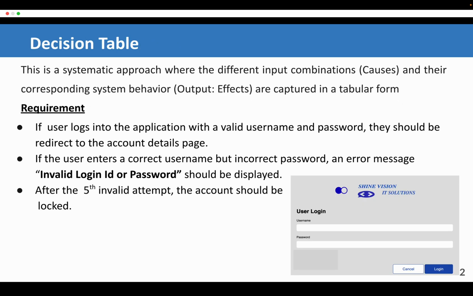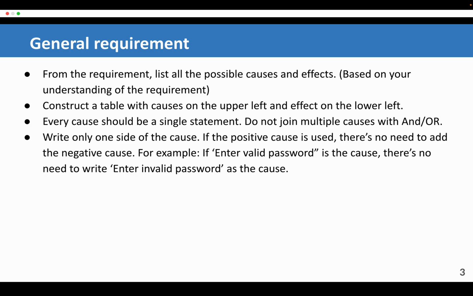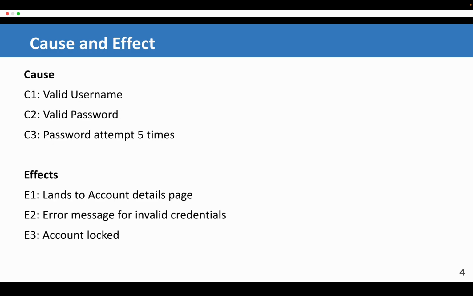From this requirement, and with this general rule, we can list out the causes and effects as below. Here we have three causes: valid username, valid password, and password attempt five times. The negative side of these causes would be invalid username, invalid password, and password attempts less than or more than five times. But we do not need to write both sides. Once we write valid username, valid password, and password attempt five times as causes, it will satisfy all the cases that can happen in our system.